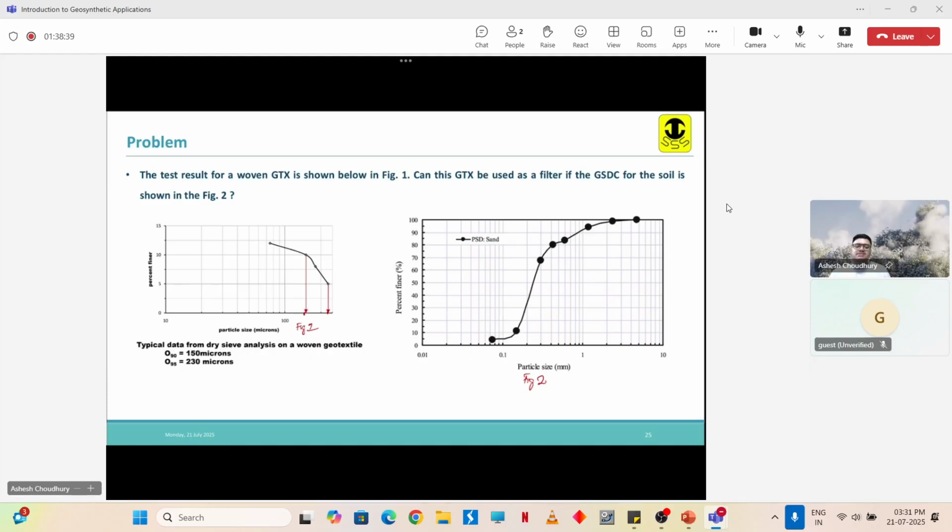O90 size is 150 microns and O95 size is 230 microns. O95 size means what? It means 5% finer, right? This size.